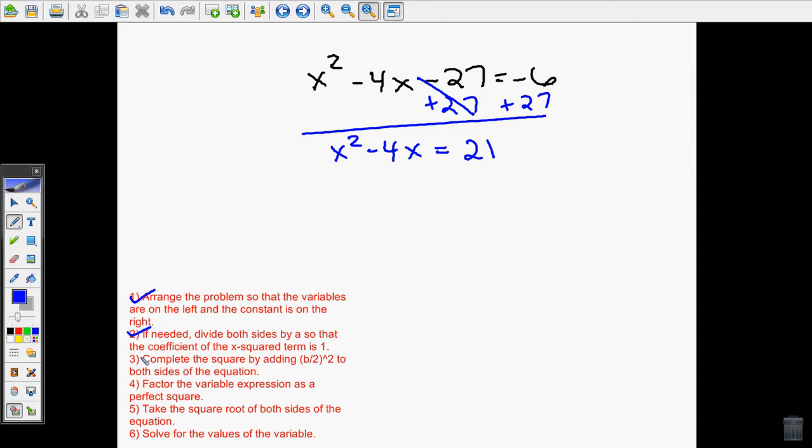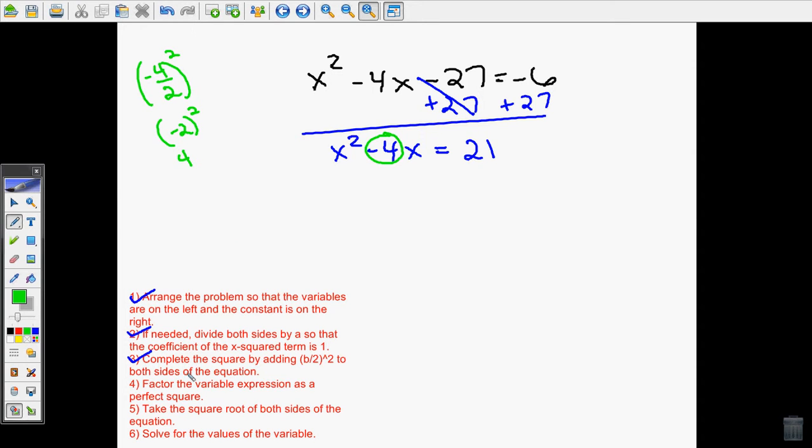All right, the third step, and this is the step that's a little bit tricky and kind of new, is to complete the square by adding b divided by 2 squared to both sides of the equation. So what that means here is I'm going to take my b, and my b is negative 4, so I'm going to say negative 4 over 2 squared. Well, negative 4 divided by 2 is negative 2. Negative 2 squared is positive 4.